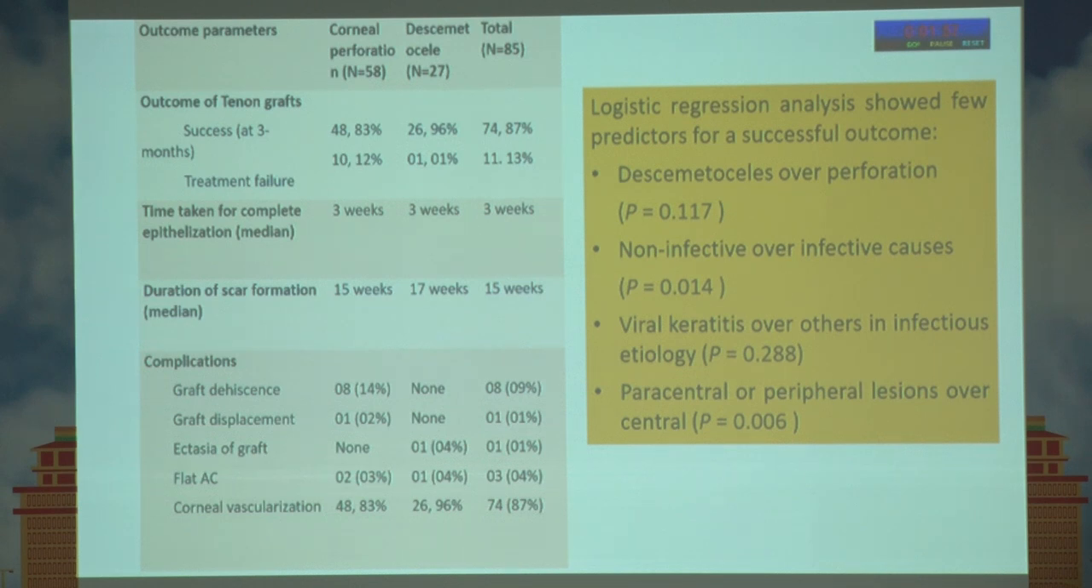In success rate, we had 87% success rate in our study and 13% failure rate, out of which 12% belonged to the corneal perforation group. The median time taken for complete epithelialization was 3 weeks and range was 3 to 5 weeks. Median duration of scar formation was 15 weeks. Complications were graft dehiscence, displacement, ectasia of graft, and most commonly corneal vascularization. We also did logistic regression analysis and found that descemetoceles, non-infective etiology, viral keratitis among all microbial etiologies, and paracentral or peripheral lesion over central were good predictors for successful outcome.